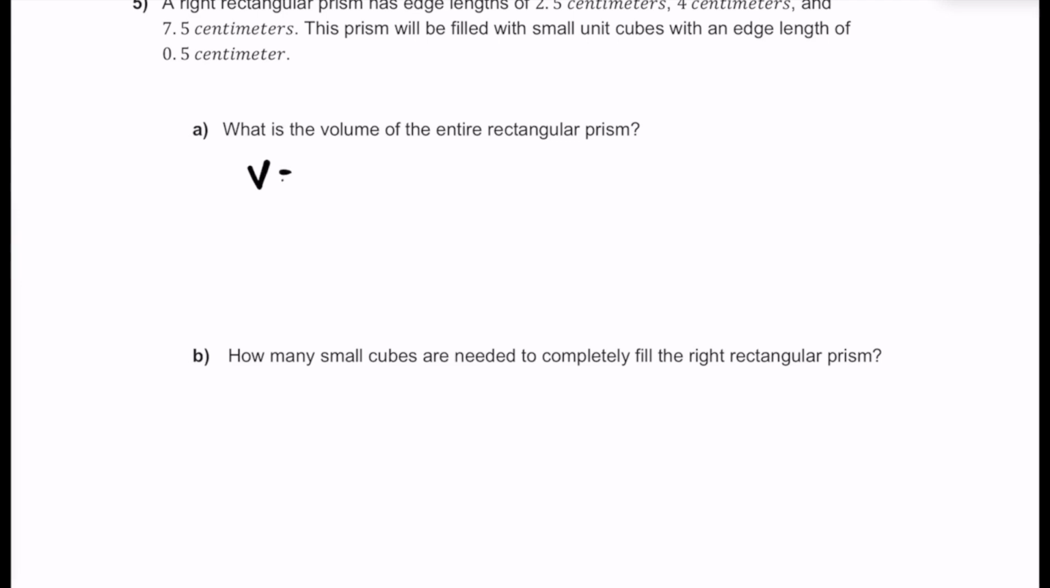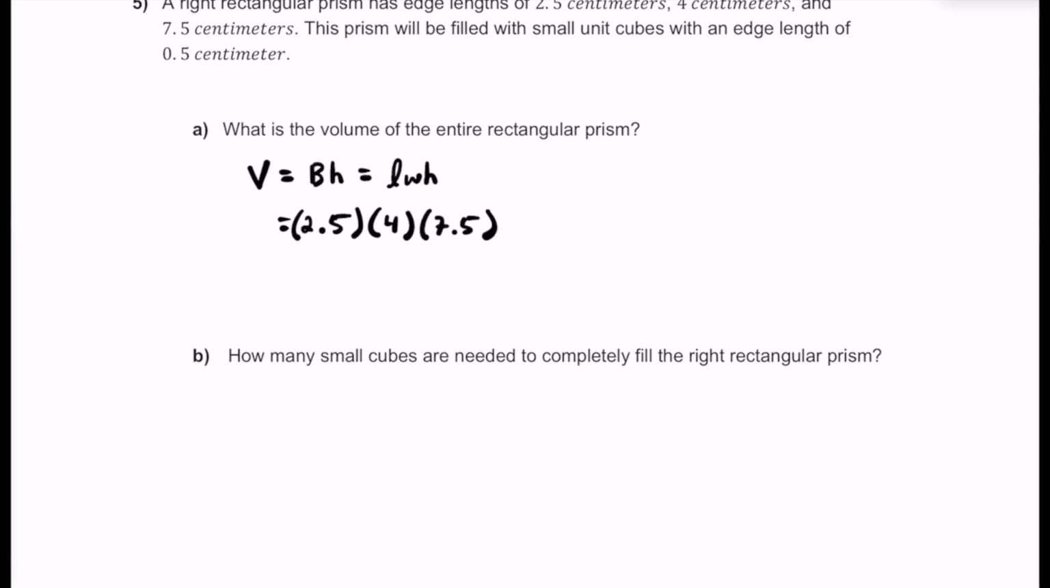So we can just do that straight up by just using the formula, the area of the base times the height. Now the base, of course, is a rectangle, so it's length times width. So we have length times width times height for this particular shape. The length is going to be 2.5. The width here is going to be 4. And the height here is going to be 7.5.